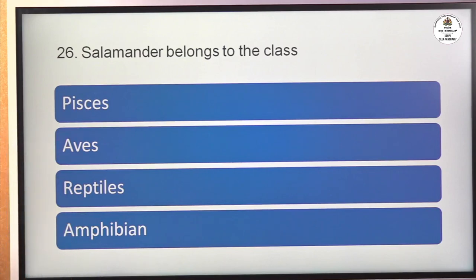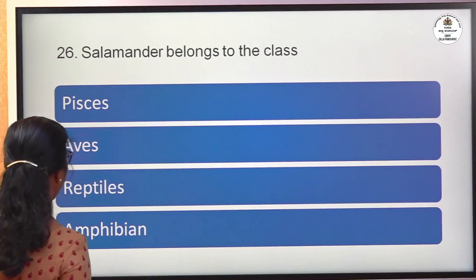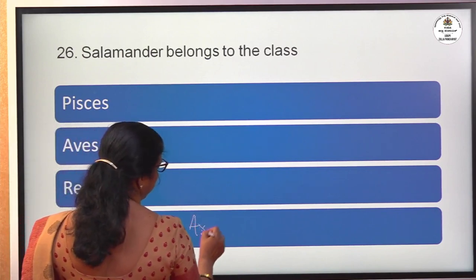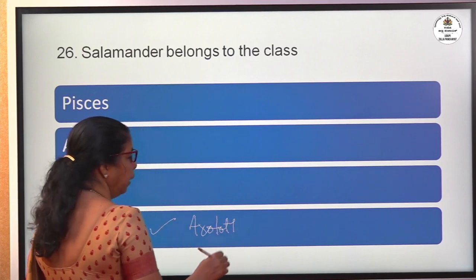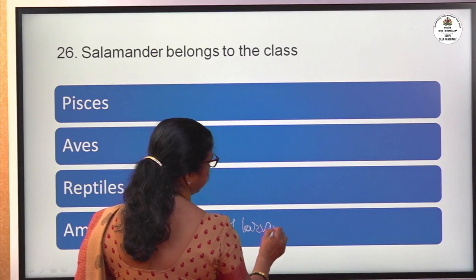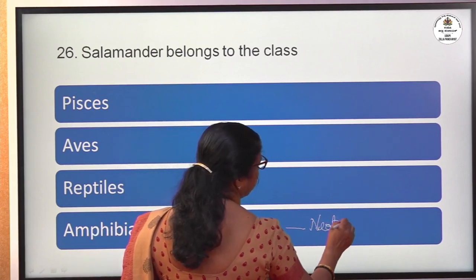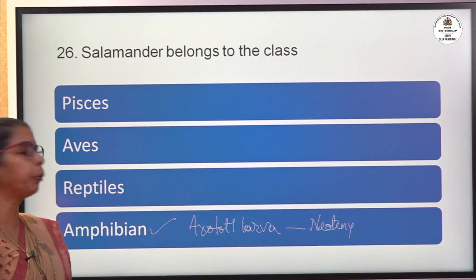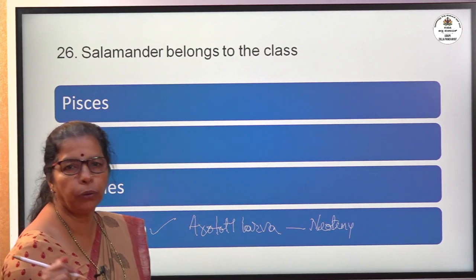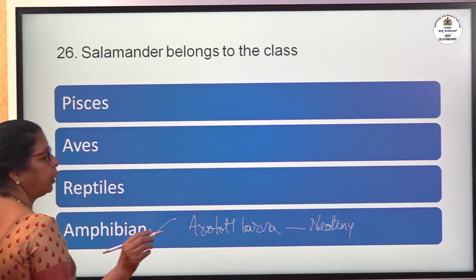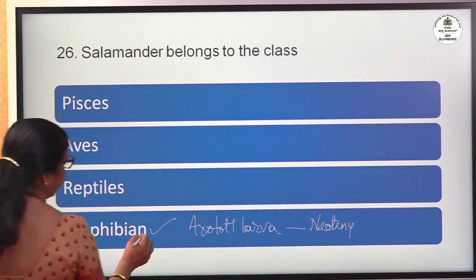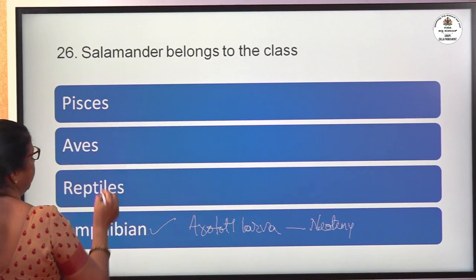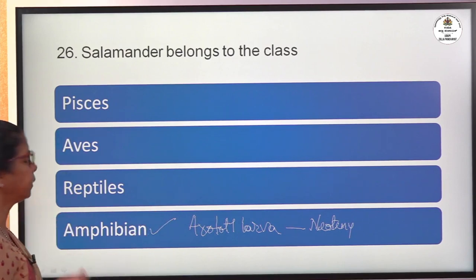Salamander belongs to the class... Salamander comes under class Amphibia. Okay, the larva which is produced by this salamander is the axolotl larva, which exhibits neoteny or pedogenesis. The larva does not metamorphose to become an adult, but it reproduces as a larva. So, the larva is capable of reproducing. That is said to be neoteny or pedogenesis, and that is salamander, which is an amphibian. Pisces includes true fishes, Aves are birds, reptiles are snake, lizard, crocodile, etc.